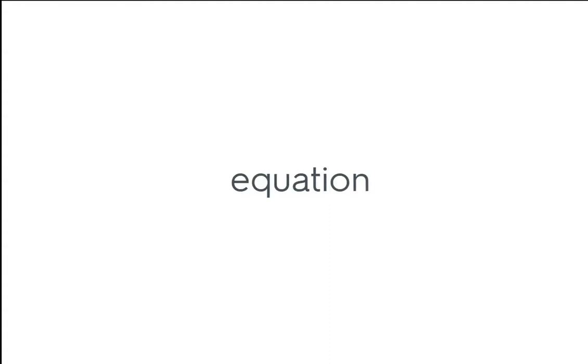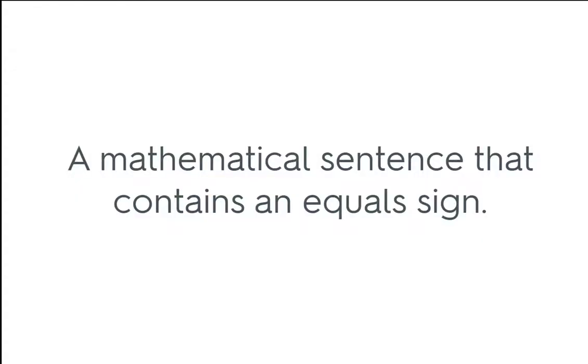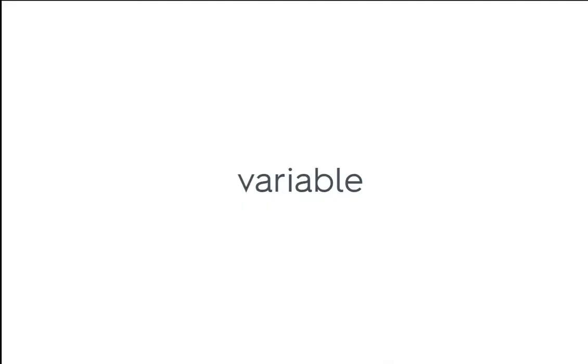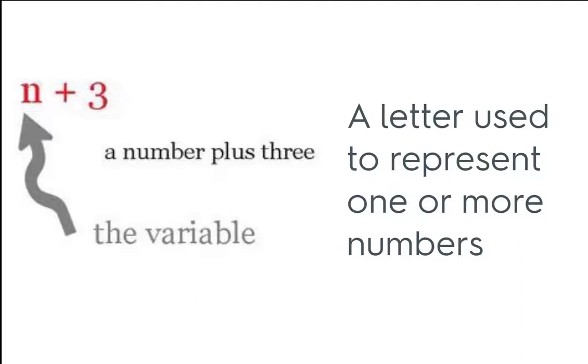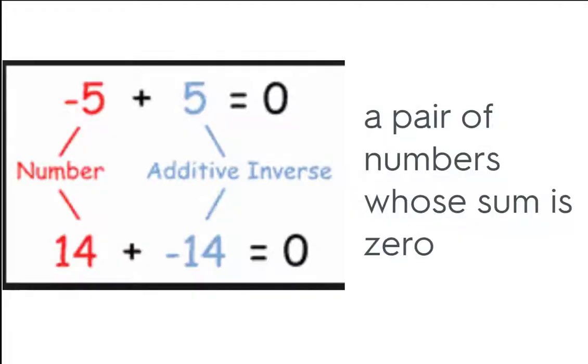Let's understand the math language before we start anything else. An equation is a mathematical sentence that contains an equal sign. It has to have an equal sign if it's going to be an equation. A variable. What the heck's a variable? Well, it's a letter that's used to represent one or more numbers. If you have the same variable in an expression, you can combine them together, and we'll talk about combining like terms. Additive inverse. This is the most important when solving equations. You have to use additive inverse to create 0 and to balance the equation out. It's a pair of numbers whose sum is 0.